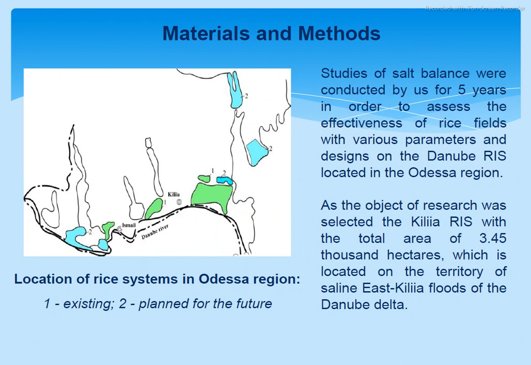Studies of salt balance were conducted by us for 5 years in order to assess the effectiveness of rice fields with various parameters and designs on the Danube rice irrigation systems located in the Odessa region. As the object of research, the Kilia rice irrigation system was selected, which is located in the territory of the saline East Kilia floodplain of the Danube Delta. The total area of the Kilia rice irrigation system is 3.45 thousand hectares.